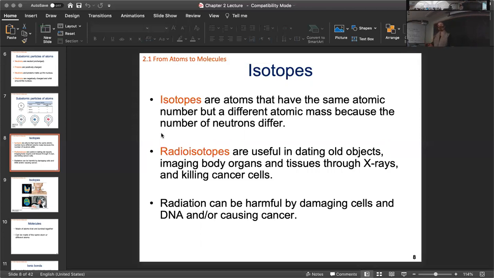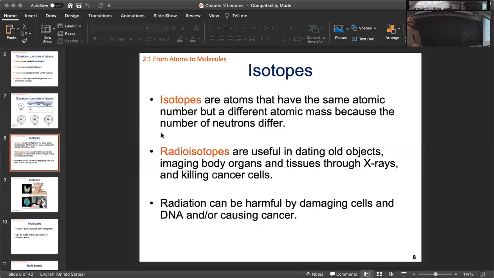So isotopes, as it reads on the board here, are atoms that have the same atomic number, but a different atomic mass because of the number of neutrons. Let's think about that for a second. It has the same atomic number. So let's just say the atomic number was 12. Do we remember what 12 is? 12 is magnesium. Cool. This is just an example. We could have also done carbon. Carbon's a good example. We can do carbon next if this one doesn't make sense.